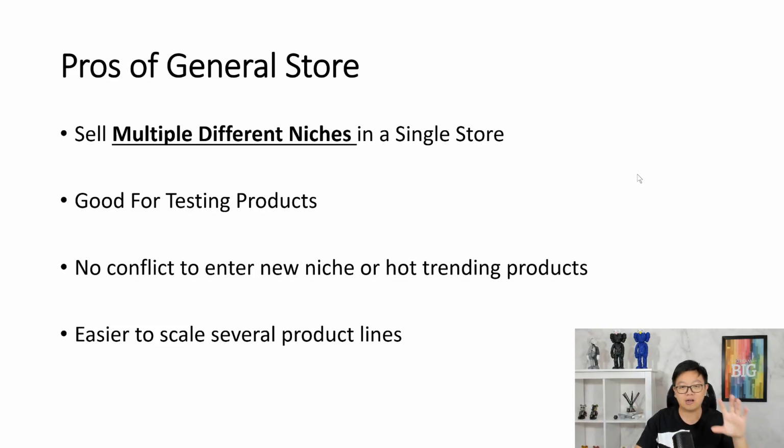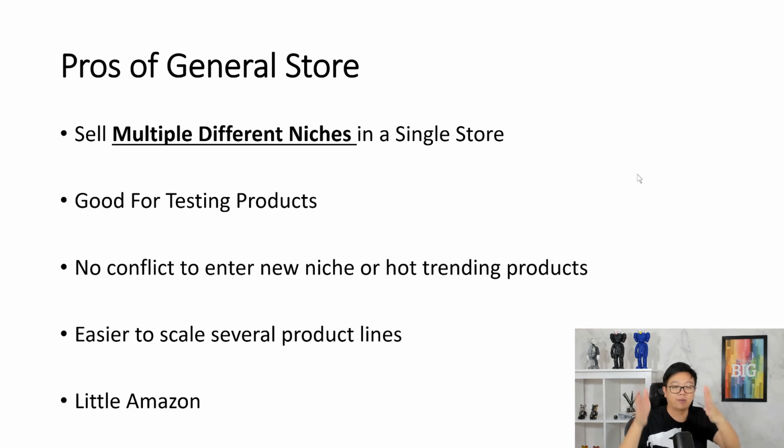Let's say you have a hot selling product for niche A, you can also have several different product lines for niche B, niche C, and there's pretty much no conflict, because your store is already positioned like a general store, like a departmental store, a supermarket, or a mini Amazon, which sells every single product category. So like I said, it's like the little Amazon of Shopify.